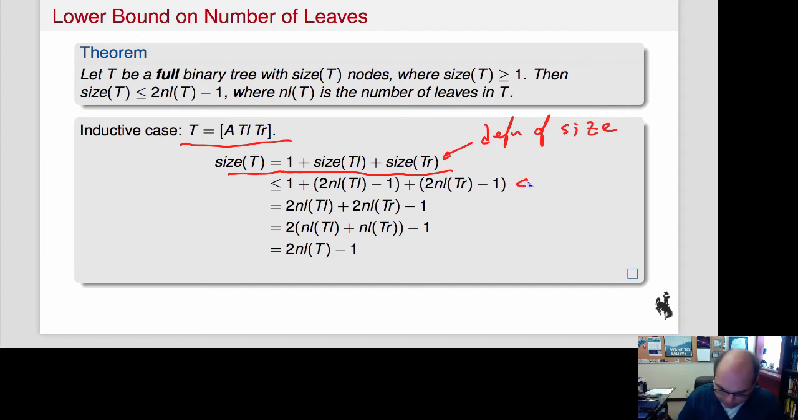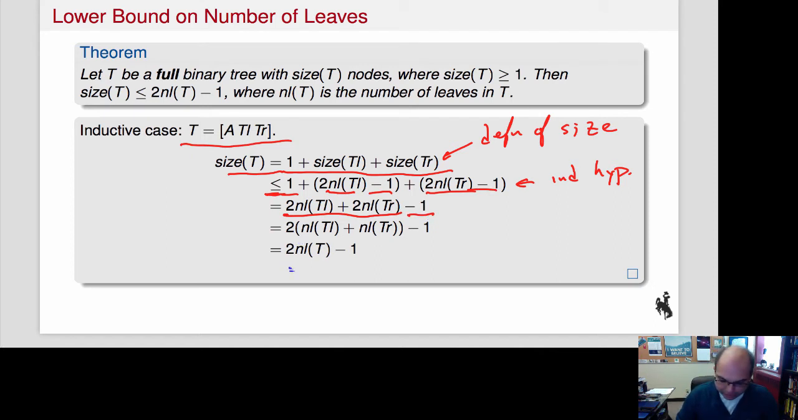Now here we have the induction hypothesis, and this is less than or equal to here. We say that the size of the left subtree is less than or equal to the number of leaves in the left subtree minus 1. Likewise for the right subtree. And once we use the induction hypothesis, the rest is just algebra. So we pull out the twice number of leaves, and then we have a 1, minus 1, minus 1, so we end up with minus 1.